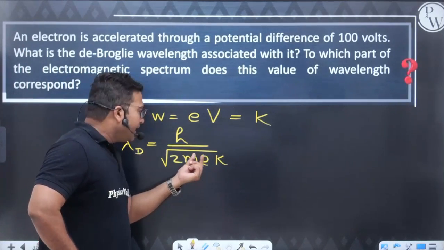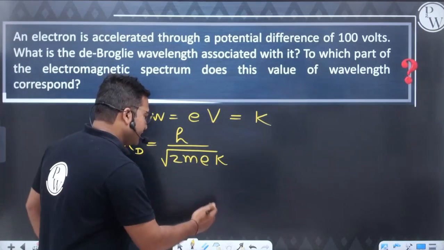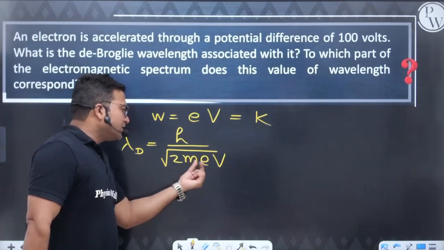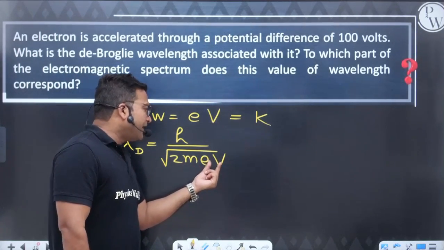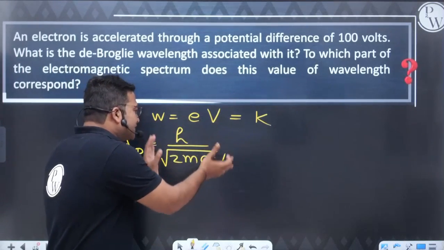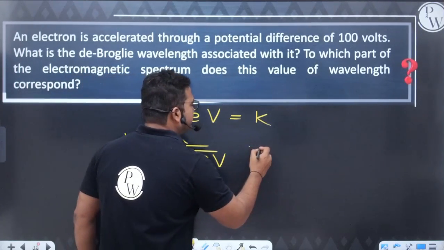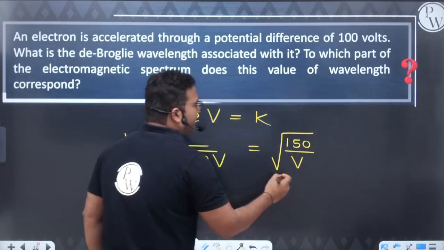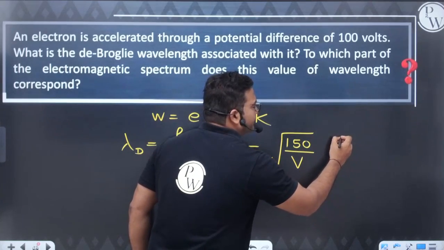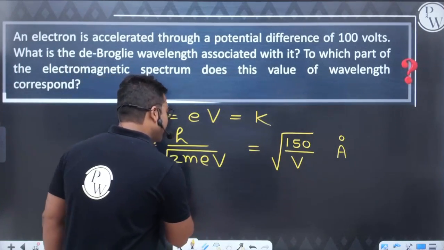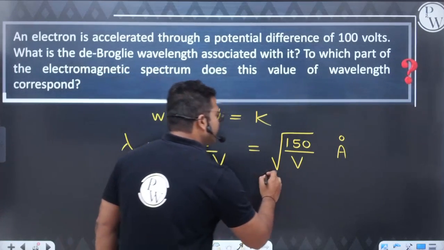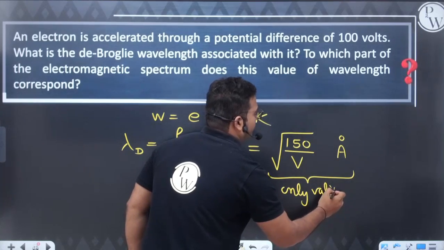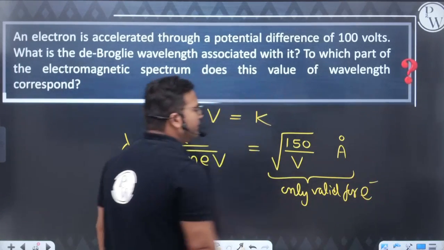But as electron is very popular in questions, for electron, if we place here the mass of electron, and the charge of electron, and the value of voltage V in volts, this formula is converted into the square root of 150 divided by V, and the answer automatically comes in angstrom. So always remember, the earlier formula is valid for any kind of charged particle, but this one is only valid for electron.